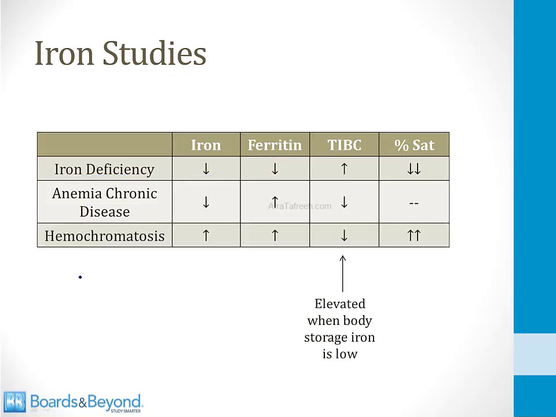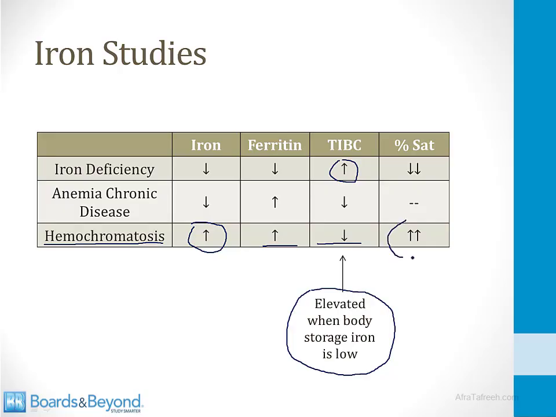And then just for completeness' sake, I'll add in hemochromatosis, which is a condition of iron overload. In that condition, the iron level is high. You also see high ferritin in hemochromatosis because there's too much iron in the body. The TIBC level is low in hemochromatosis. Remember, the TIBC level is elevated only when body storage iron is low. This means that you're only going to see it elevated in iron deficiency. And then the percent saturation gets very high in patients with iron overload or hemochromatosis. That is because the iron level is high and the TIBC level is low. They are going in opposite directions, so the ratio of those two will be very increased.